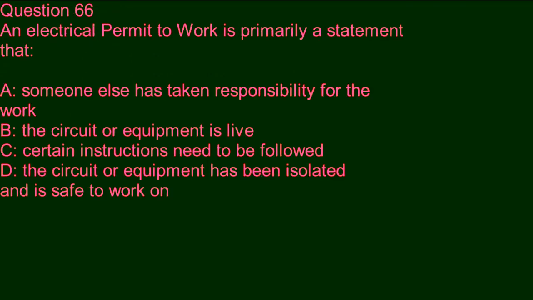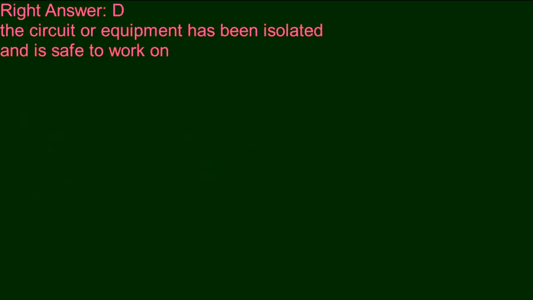Question 66. An electrical permit to work is primarily a statement that A. Someone else has taken responsibility for the work. B. The circuit or equipment is live. C. Certain instructions need to be followed. D. The circuit or equipment has been isolated and is safe to work on. Right answer, D. The circuit or equipment has been isolated and is safe to work on.